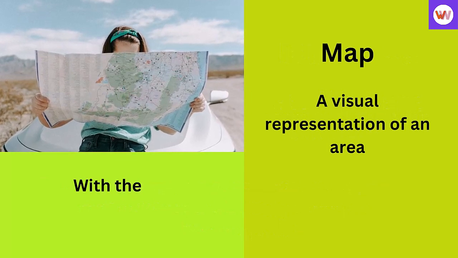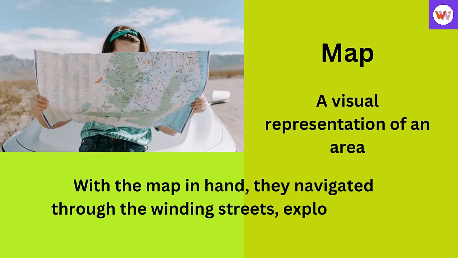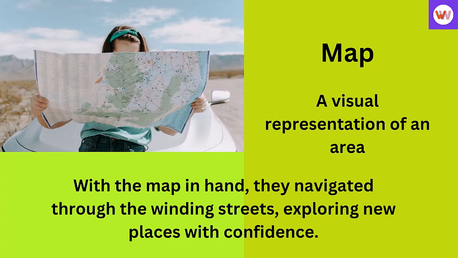Map. A visual representation of an area. With the map in hand, they navigated through the winding streets, exploring new places with confidence.